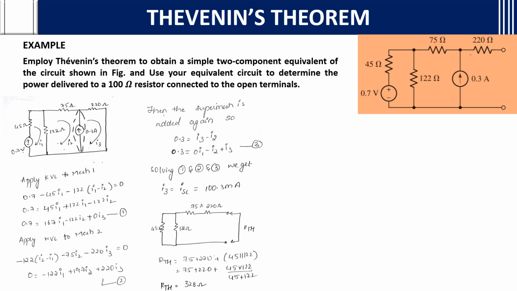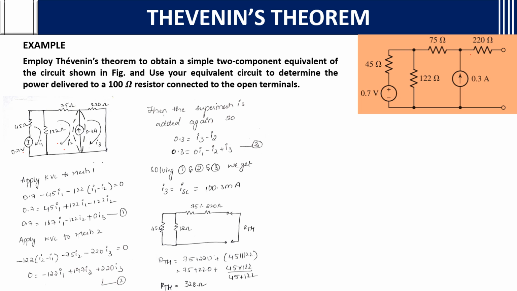So 45 ohms, 122 ohms, 75, 220, and this voltage source is short circuited, current source is open circuited. After doing that, you will calculate that 45 and 122 are in parallel, and this parallel resistance is in series with 75 plus 220. If you calculate this, finally you will get 328 ohms.